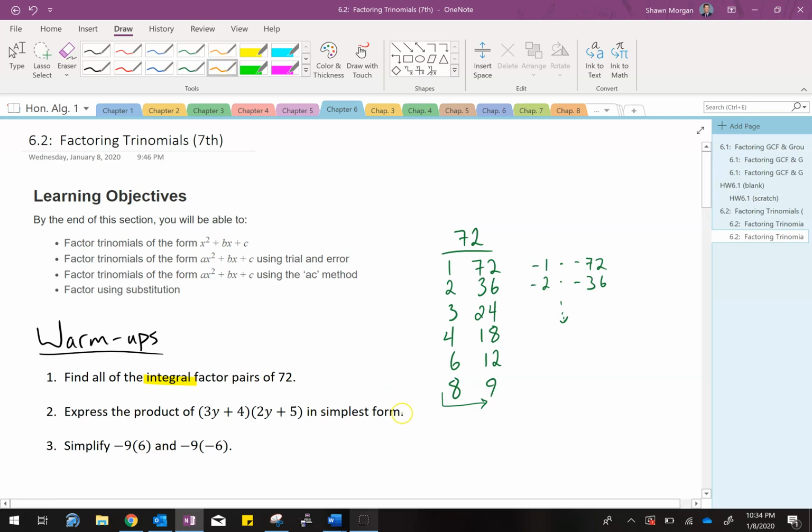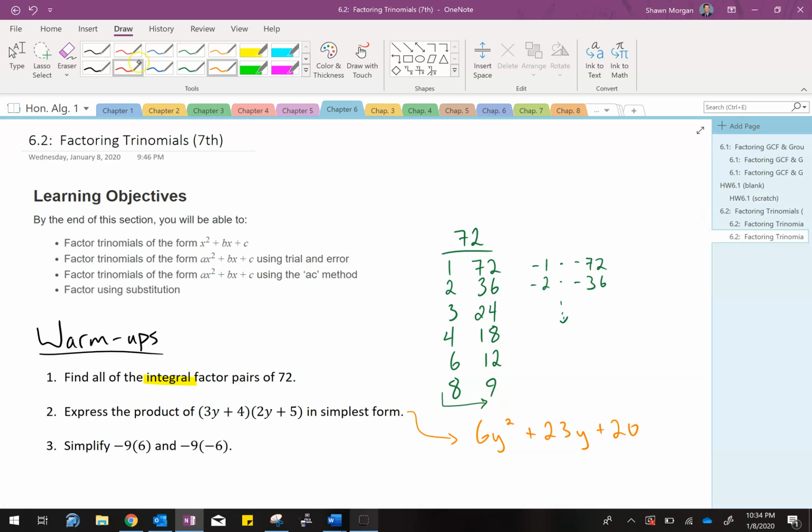Second warm-up question is just a matter of FOIL. So we're going to be talking quite a bit about FOIL in this lesson. We work out a FOIL problem by doing first, outer, inner, last. The outer and the inner, of course, combine together as like terms. So 3y times 2y would be 6y squared. 5 and 3y would make 15y. The inner 2 and 4y would be 8y, and that's going to make for a 23y. And then the last times the last would be 20. And again, that's just first, outer, inner, last.